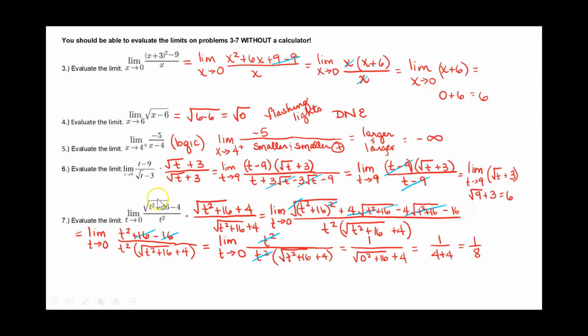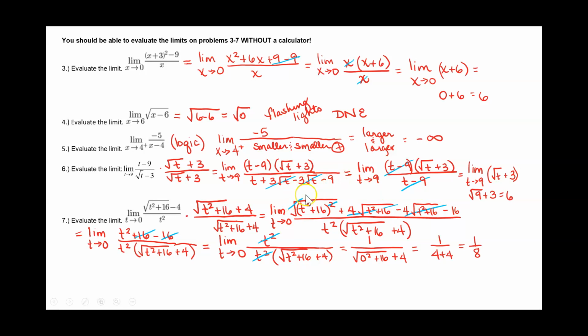So in my numerator, square root times the square root is going to be that square root squared. Then square root times 4 is going to be positive 4 square roots. Negative 4 times the square root is going to be negative 4 square roots. And then negative 4 times positive 4 is going to give us negative 16. So let's simplify what we can.